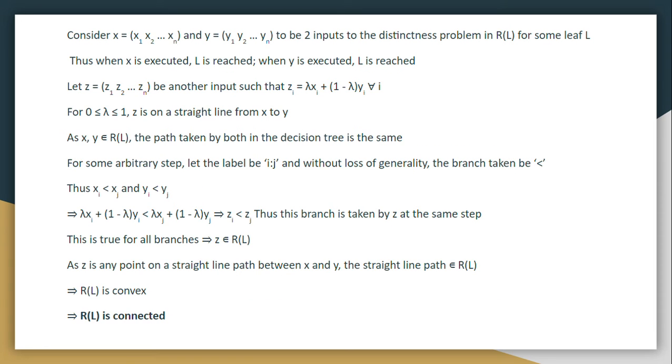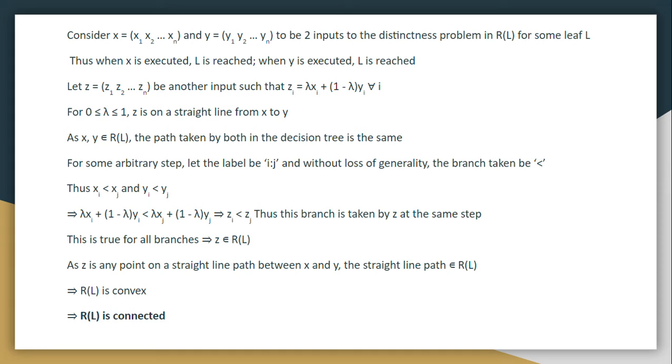So, okay, let's consider two inputs to the distinctness problem. X1, X2, X3, Xn will form X, and Y1, Y2, Y3 till Yn will form Y. Both have n elements and both belong to RL for some leaf L, let's say. Thus, when X is executed in the decision tree, L will be reached. When Y is executed, similarly, L will be reached.